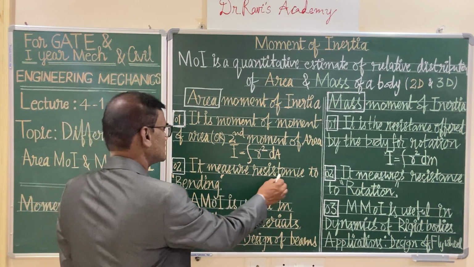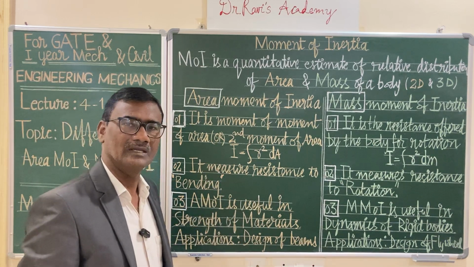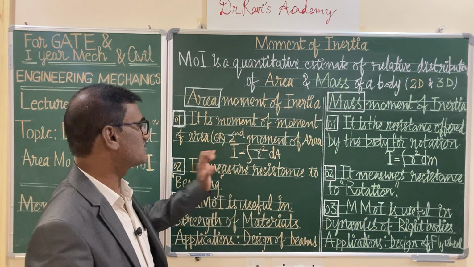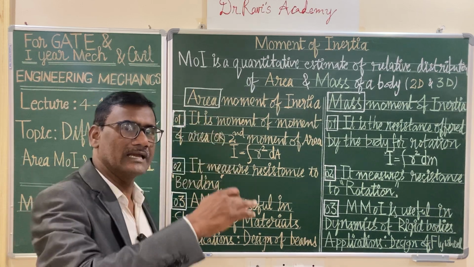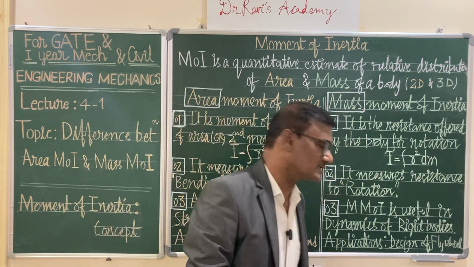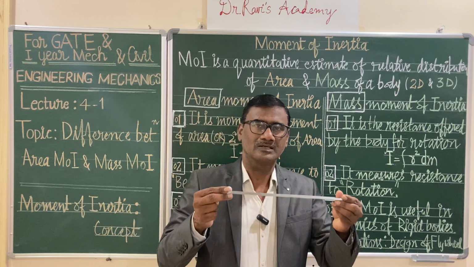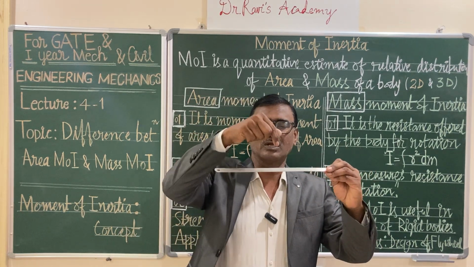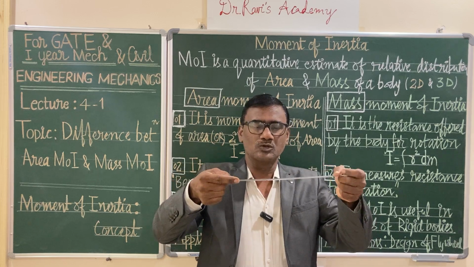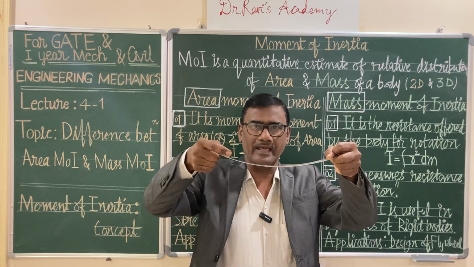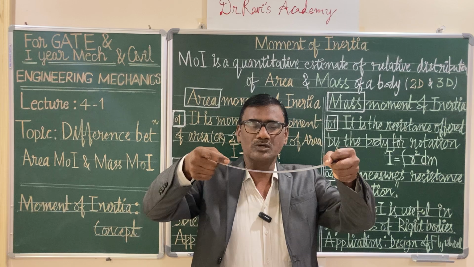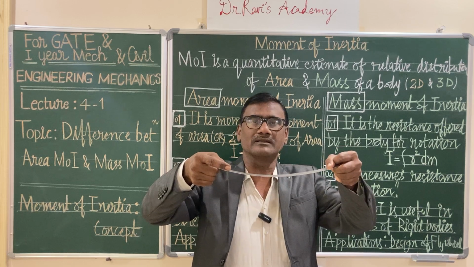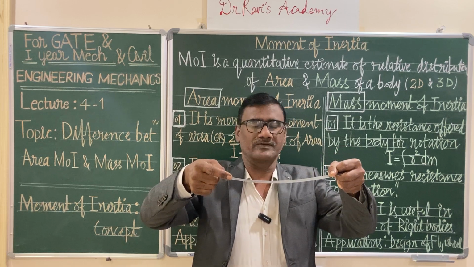It measures resistance to bending. That means in the statics part, when a load is acting on a beam, let us consider this is a beam. Assume that it is a beam. The scale, I have taken a steel scale, and when the load is applied, it is going to bend. You can observe that it is bending, right? And it is going to offer resistance to the bending. That's what is your moment of inertia.